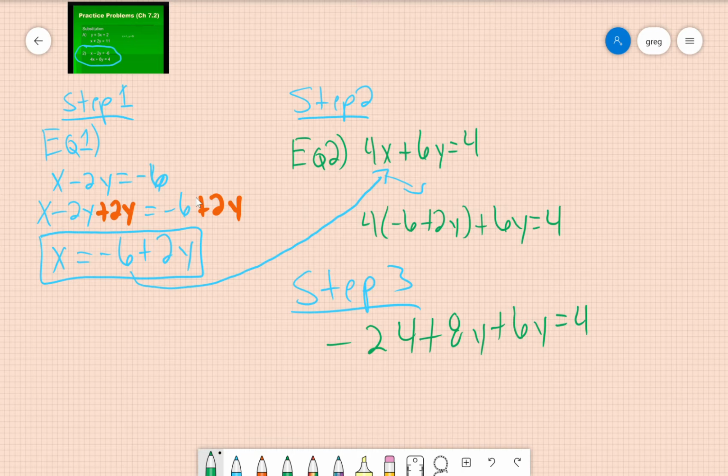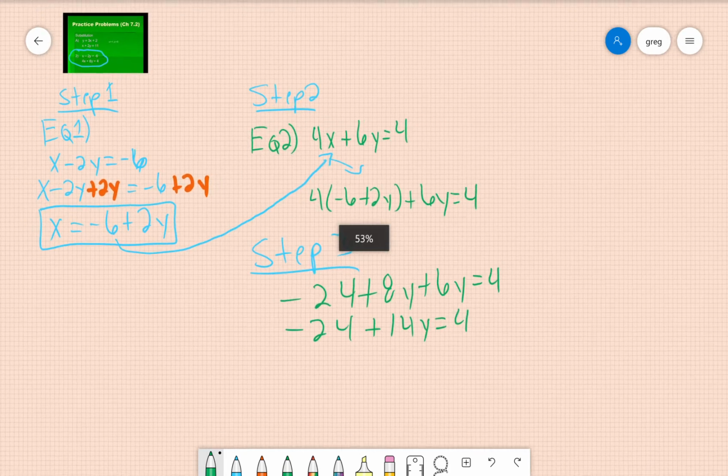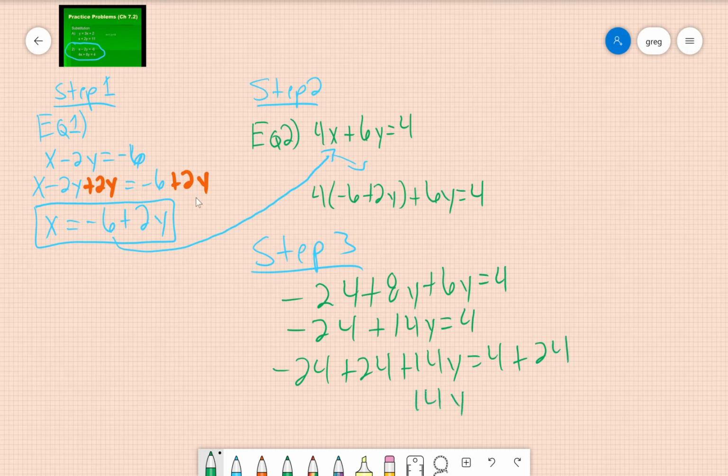And then you add 8y plus 6y. What is that? 14. Uh-huh. 14y equals 4. Okay, keep going. And then you add 24 to both sides. Alrighty, let's do that. Negative 24 plus 24 plus 14y equals 4 plus 24. Hey, what's negative 24 plus 24? 28. No, the left side. What's negative 24 plus 24? 0. Perfect.